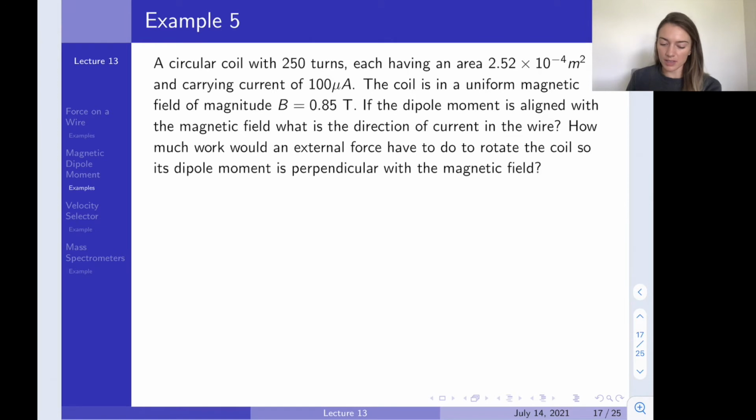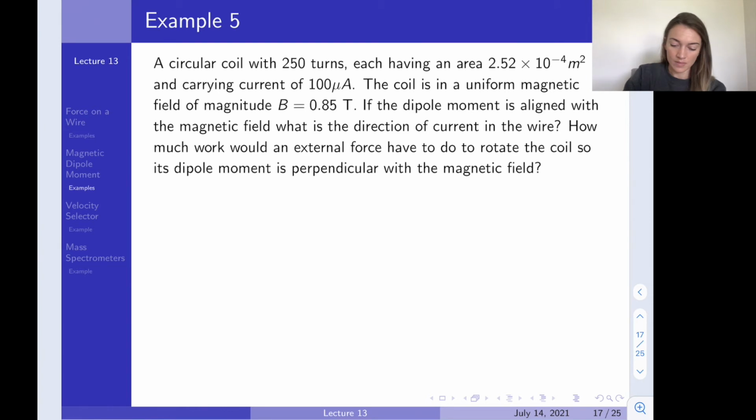So here we have another example. We have a circular coil with now 250 turns. Each one has an area of 2.52 times 10 to the negative 4 meters squared, and it has a current going through it of 100 microamps. The coil is in a uniform magnetic field of 0.85 Tesla, and the dipole moment is aligned with the magnetic field. So I want to know, what is the direction of the current in the wire, and how much work would an external force have to do to rotate the coil so its dipole moment is perpendicular with the magnetic field?